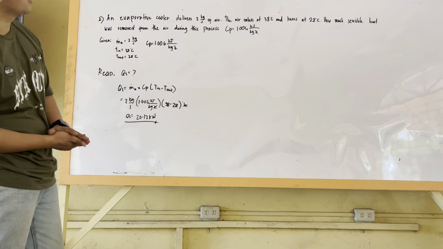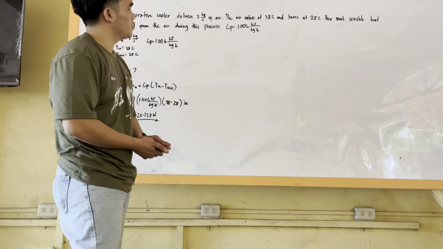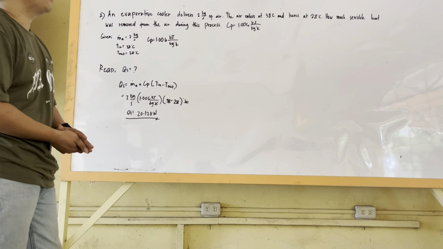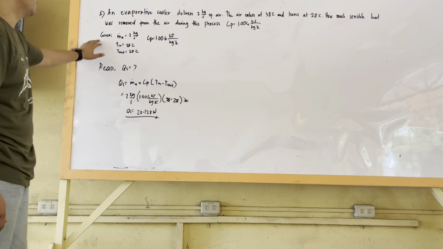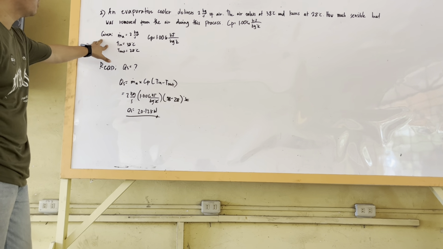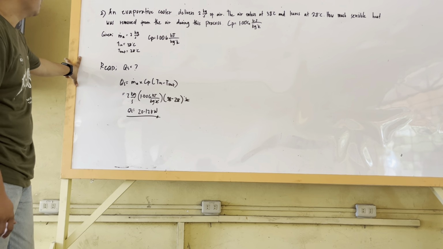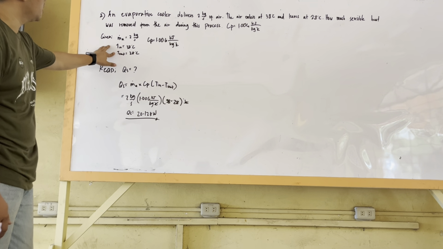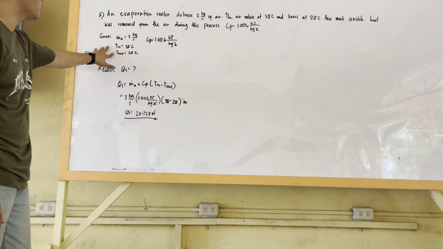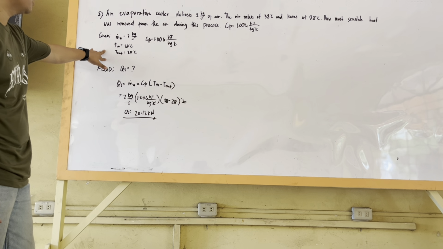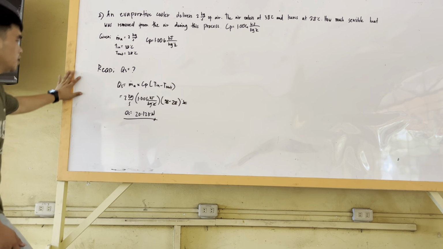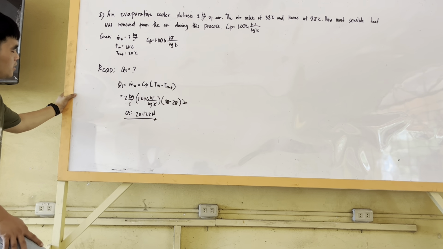Our constant Cp is 1.006 kilojoules per kilogram per Kelvin. We have mass of air 2 kg per second. Temperature in equals 38 degrees Celsius, and temperature out equals 28 degrees Celsius. Our required is the sensible heat, Qs.